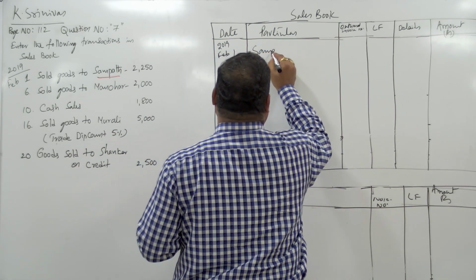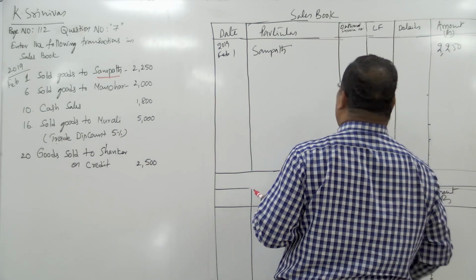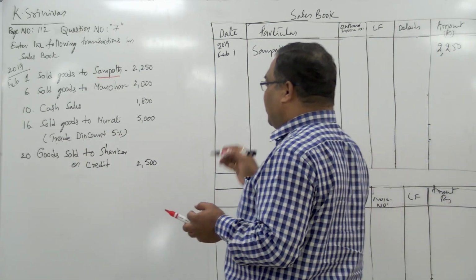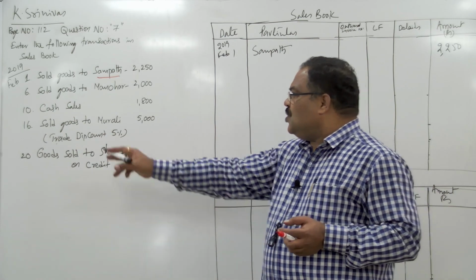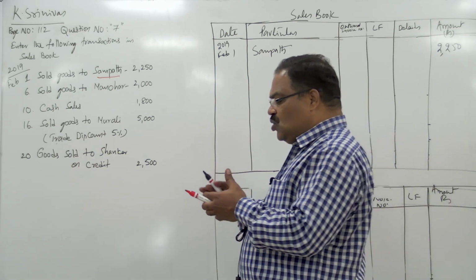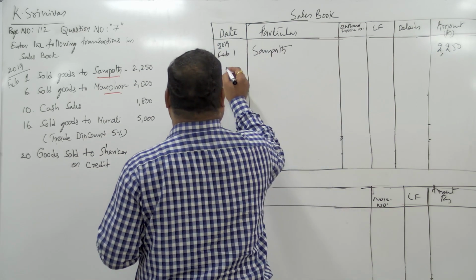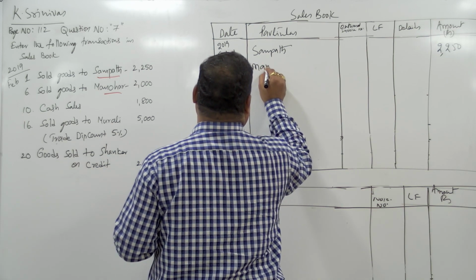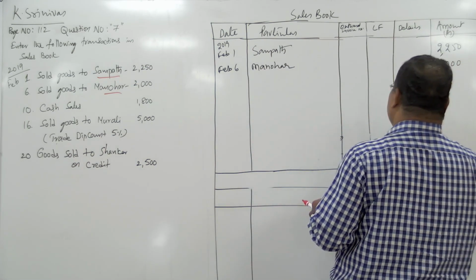Sampath, 2,250, and after that there is no trade discount at all. For the next transaction, sold goods to Manohar. Same story, sold goods to Manohar on credit. We should take this on February 6th, Manohar, rupees 2,000. Students, you should try to understand.